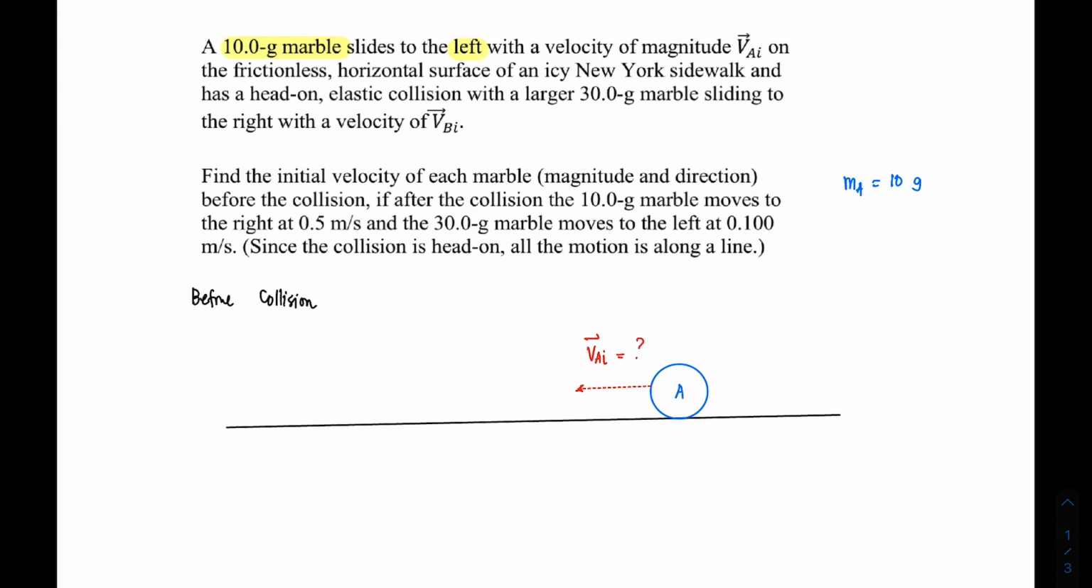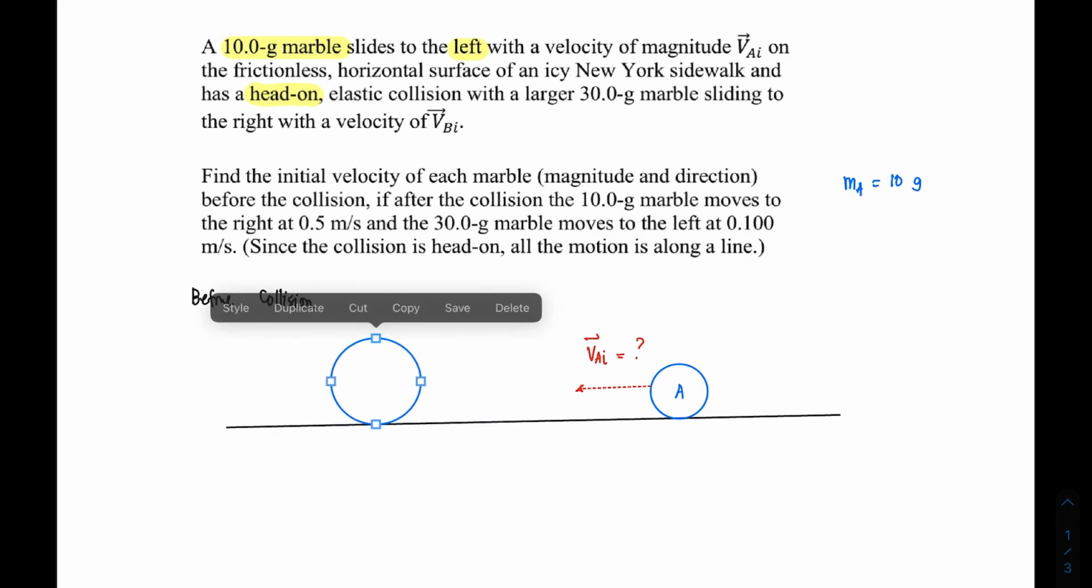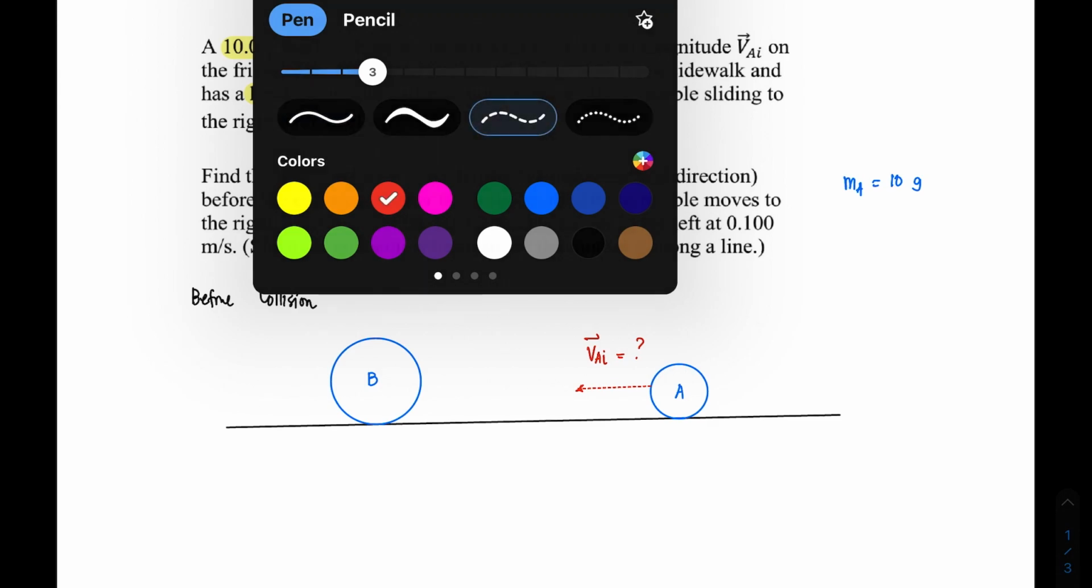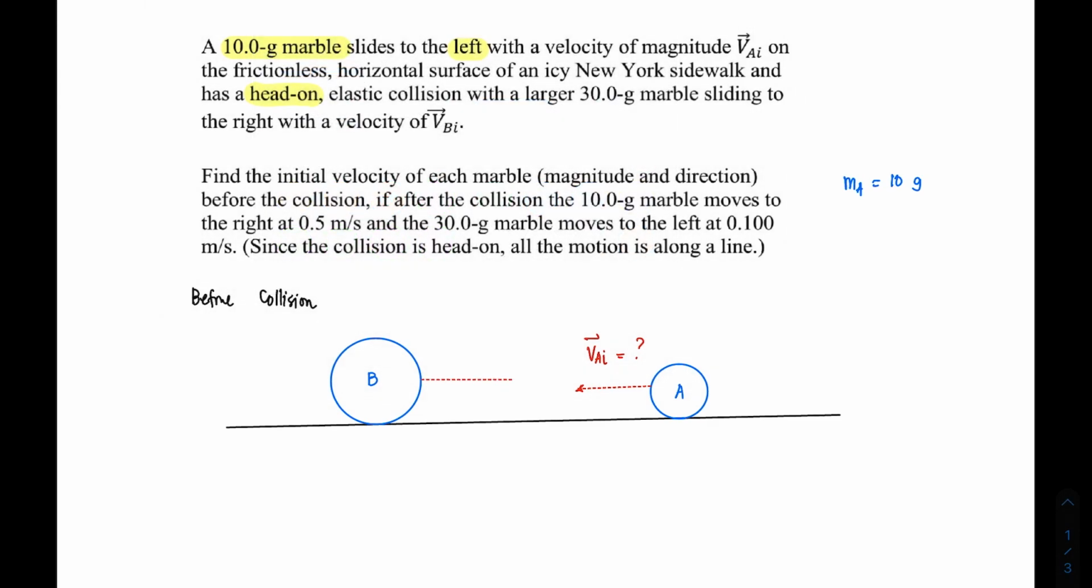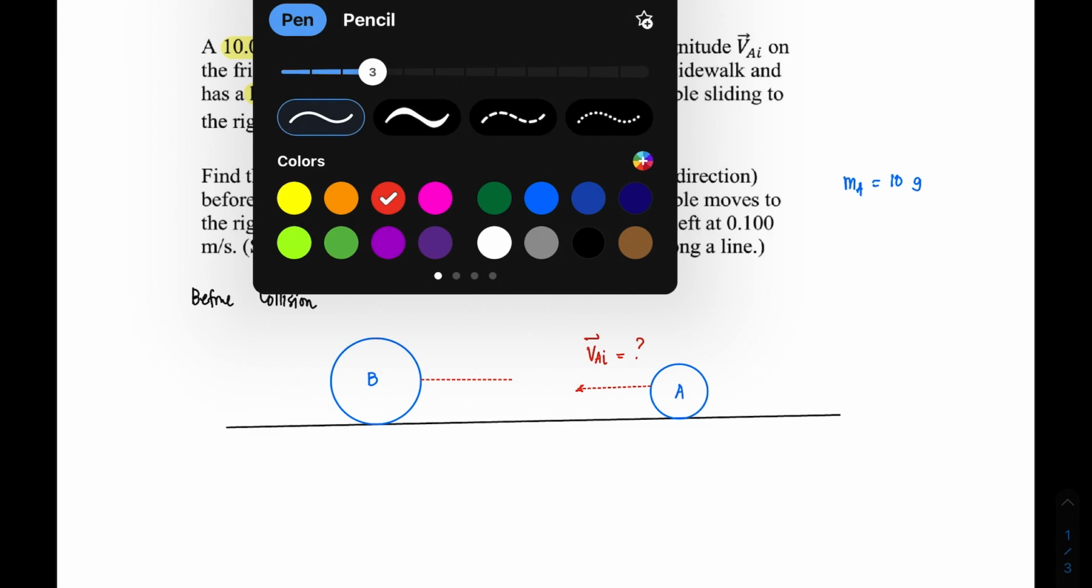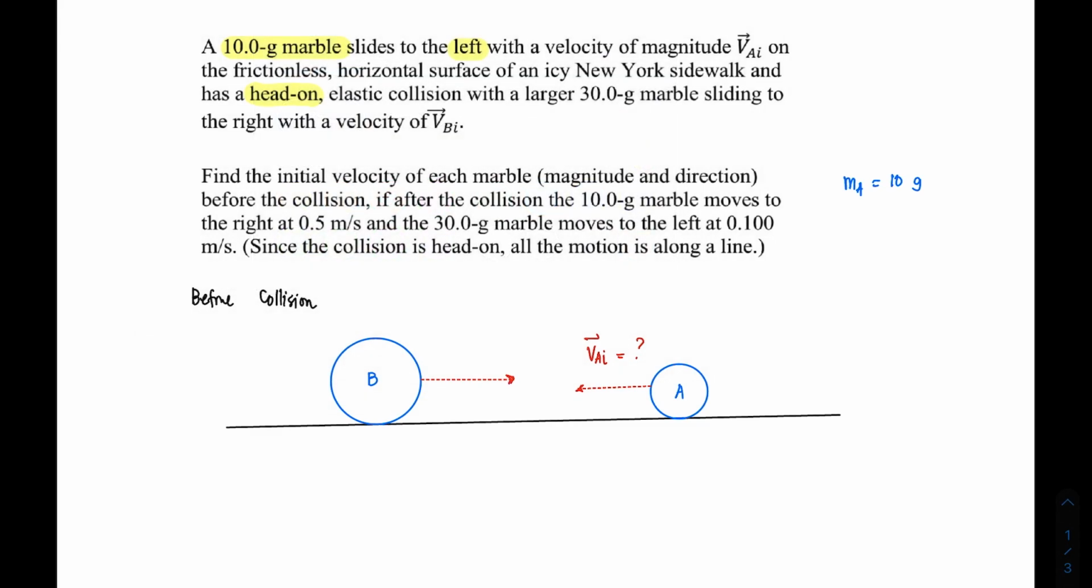And then also, as you can see here, it has a head-on collision, but the collision is elastic, with a larger mass. I'm going to draw a larger mass here. That is 30 kilograms, so maybe like that. And I'm going to call this mass B. And the larger mass B slides to the right. So that means I am going to put an arrow towards the right with a velocity of magnitude VBI. Okay, so that is the case before collision.